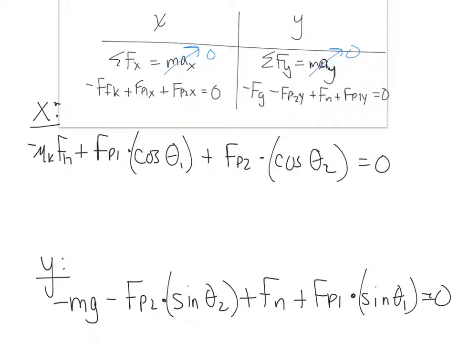Our goal in the y direction is to find out what Fn is. So move everything over except for Fn. Add or subtract over accordingly.